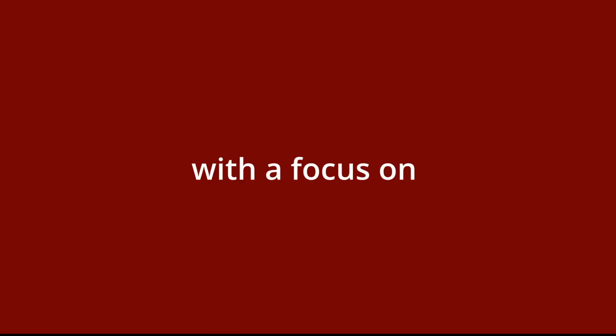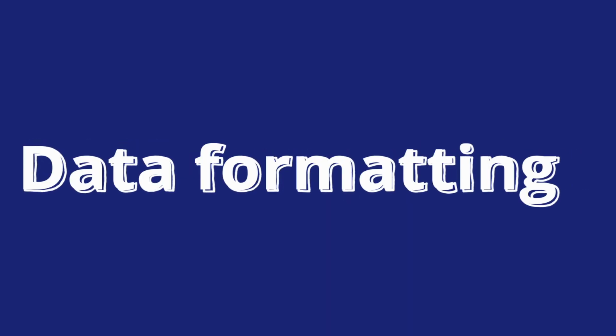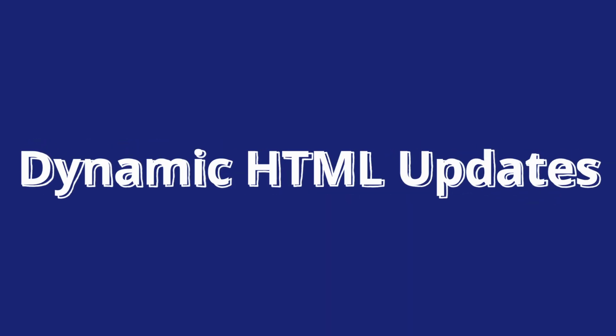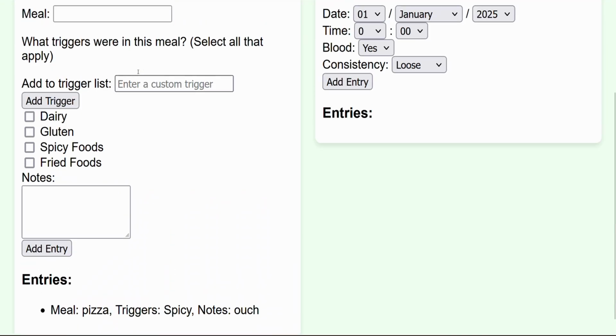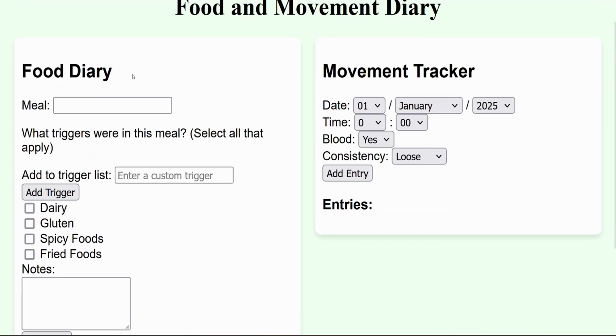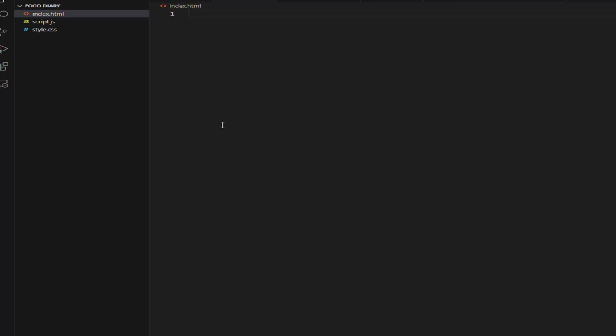In this project, we'll cover what we use in HTML with a focus on the form, select and option elements. But we will go into more detail with the JavaScript, covering event listeners, DOM manipulation, data formatting, dynamic HTML updates, and clearing forms. There is minimal CSS in this project, but you can make it your own after completing this tutorial. Let's get started.